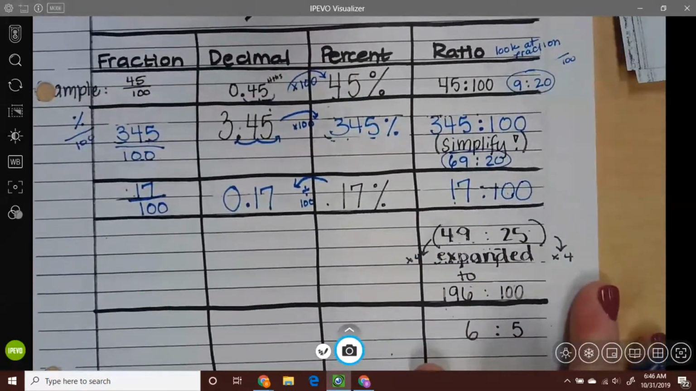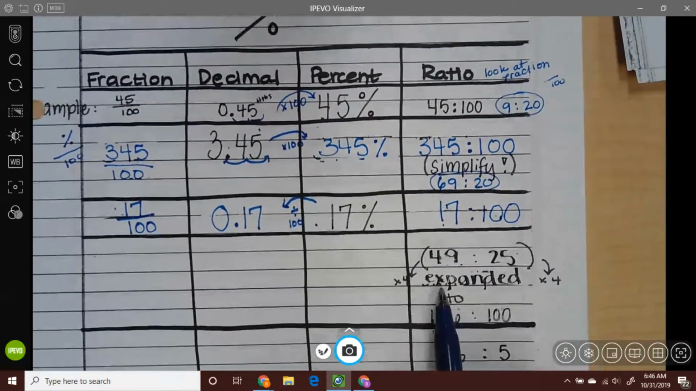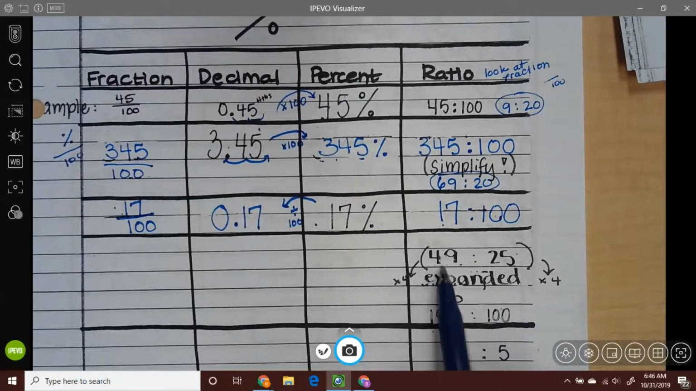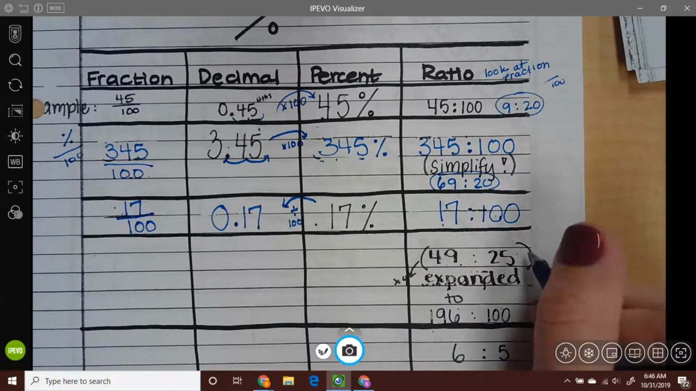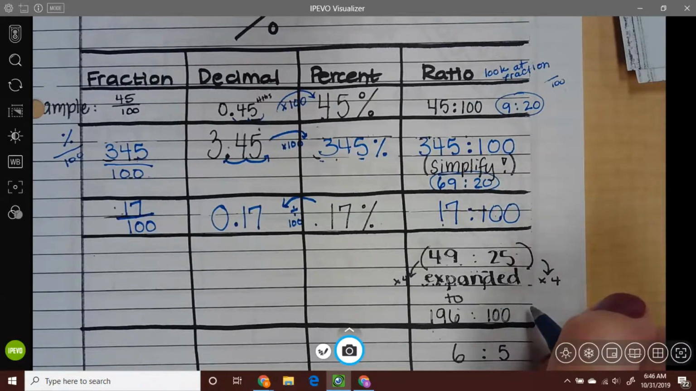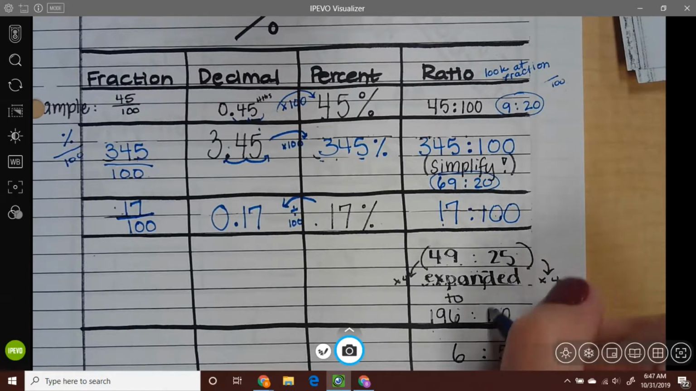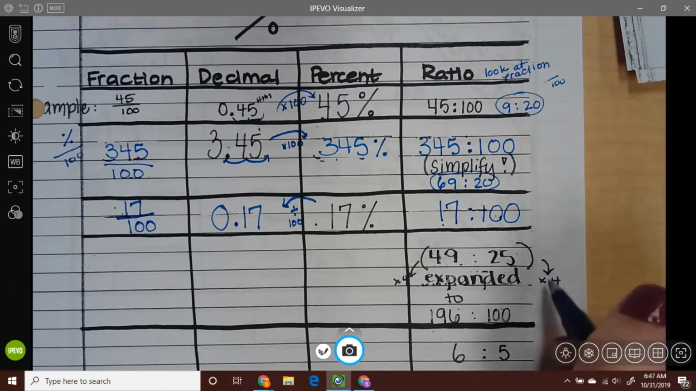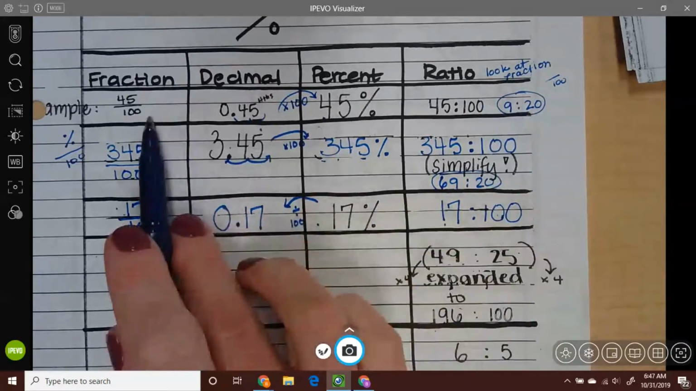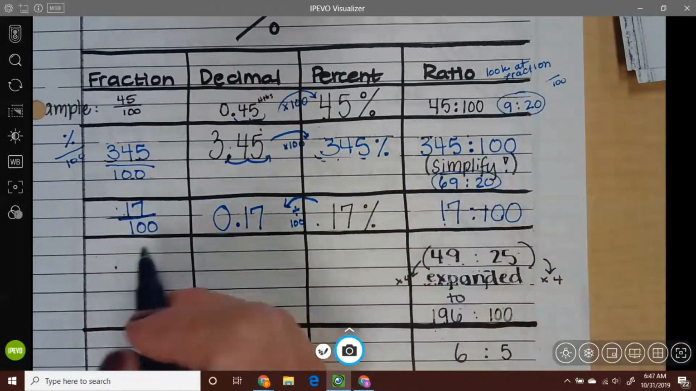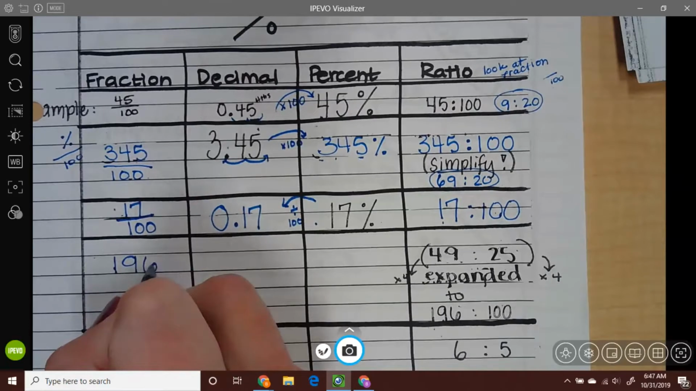Okay, this one might be a little tricky because we're starting with a ratio that is not out of 100. So I have to get to something out of 100. I need to make it an equivalent ratio, but my number needs to be 100 here. So I multiply it times 4, and then I get 196 over 100. So I know I can go to my fraction, because when we converted up here from fraction to ratio, that worked. So 196 over 100.